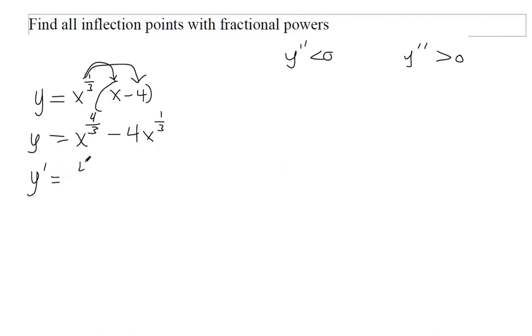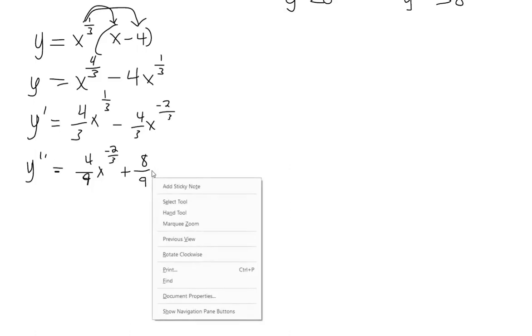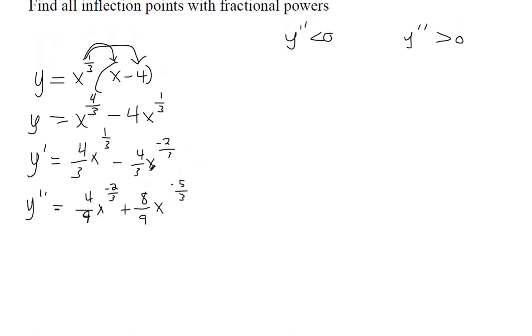I'm going to take the derivative. The 4/3 comes down, and then it gets reduced by 1. The 1/3 comes down, then it gets reduced by 1. There's our first derivative, but we want concavity, so we want the second derivative. So the 1/3 comes down, and then it gets reduced by 1. So 1/3 minus 1 makes negative 2/3. The negative 2/3 comes down, and then it gets reduced by 1. So negative 5/3. Okay, there's our second derivative.